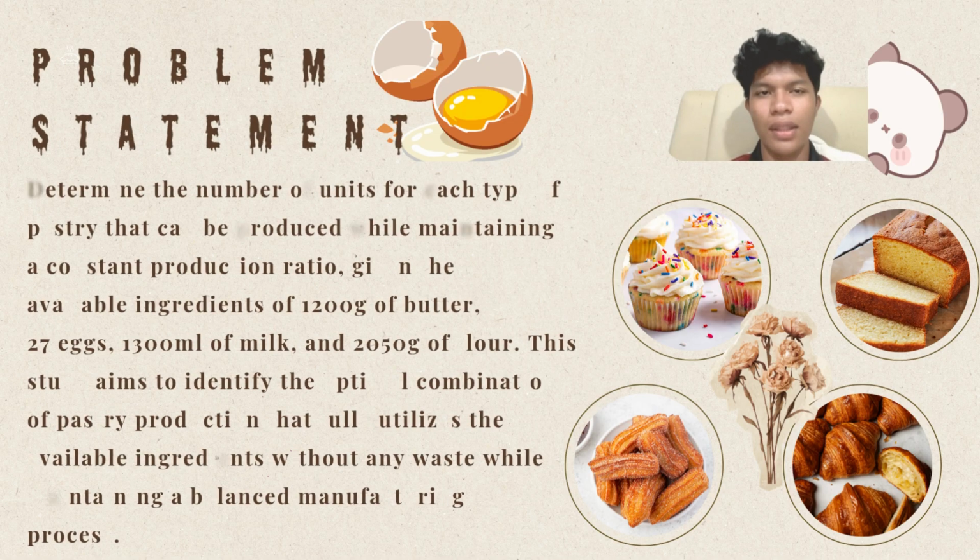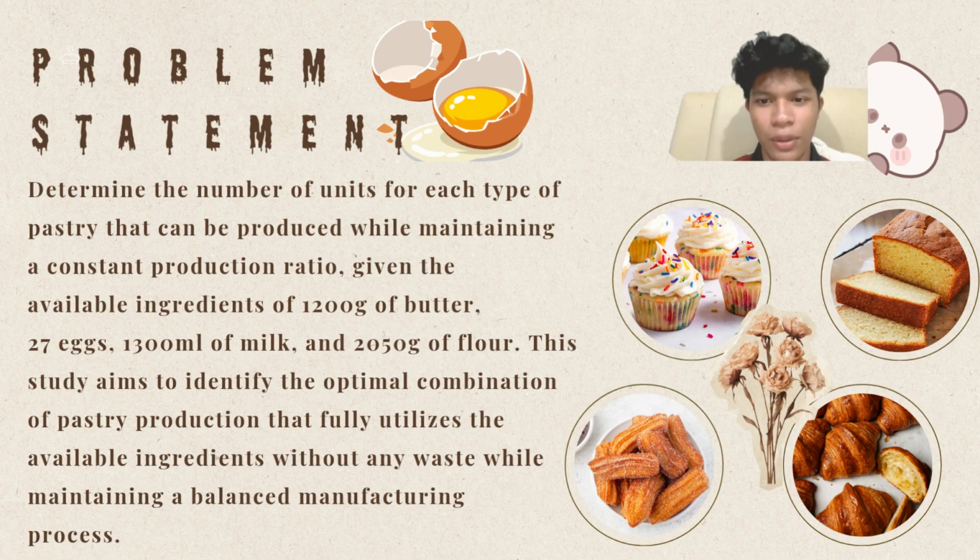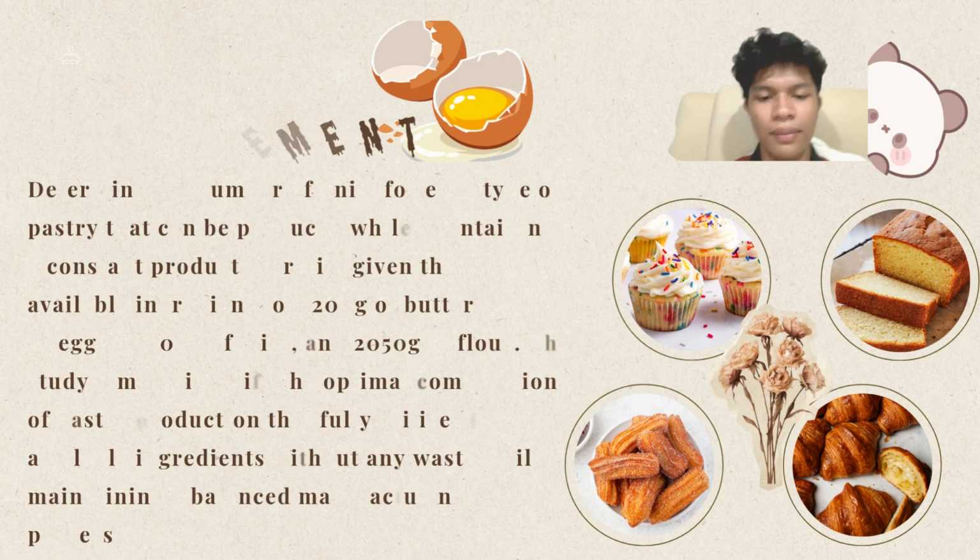Next is the problem statement. Our problem statement is to determine the number of units for each type of pastry that can be produced while maintaining a constant production ratio, given the available ingredients of 1.2 kg of butter, 27 eggs, 1.3 liters of milk, and 2.05 kg of flour. This study aims to identify the optimal combination of pastry production that fully utilizes the available ingredients without any waste while maintaining a balanced manufacturing process.